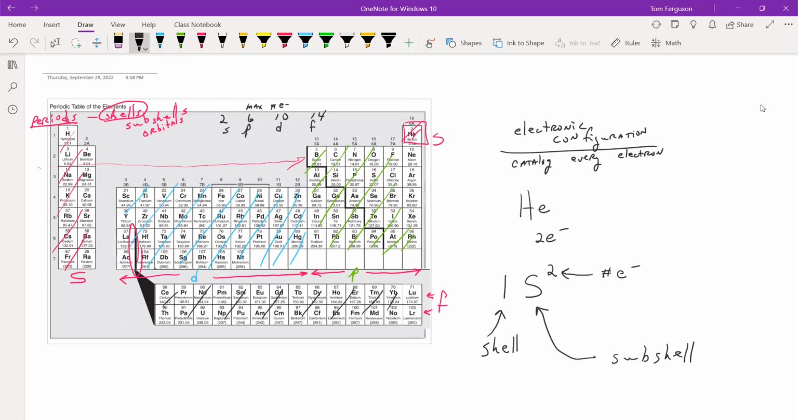So the shells can go up to 7. The subshell is either going to be S, P, D, or F. And the superscript there is going to be the number of electrons in the subshell.